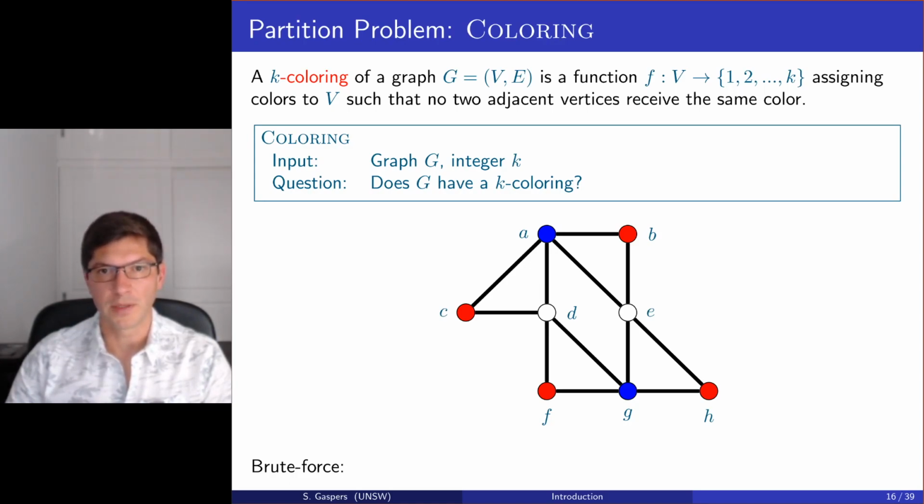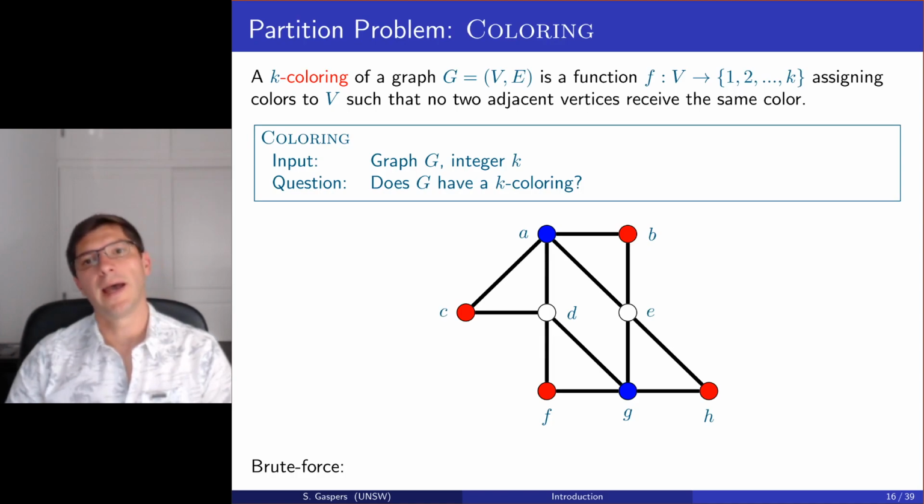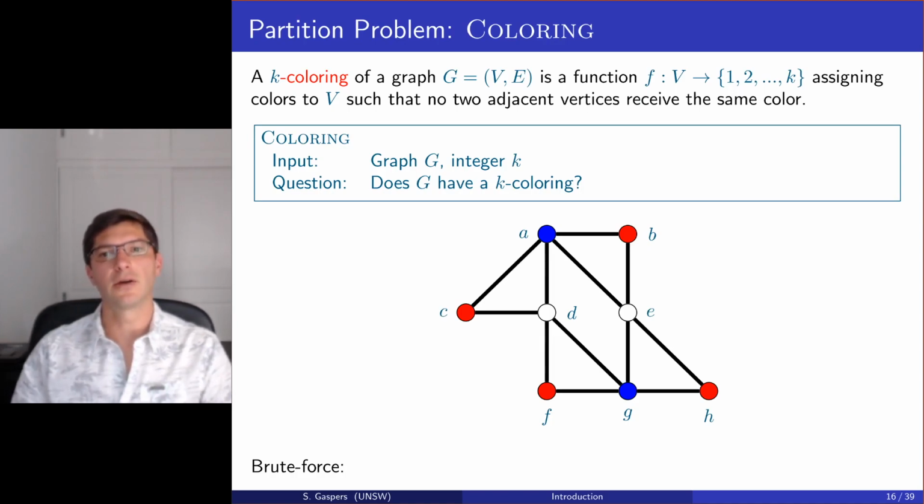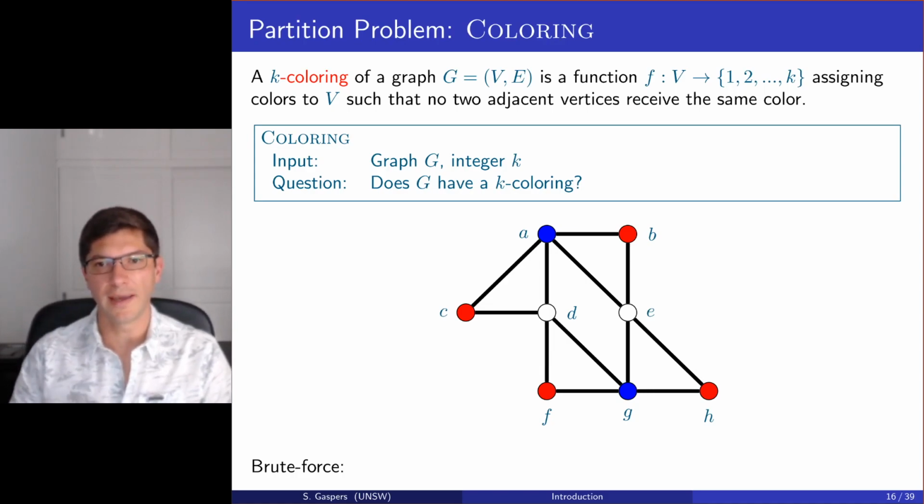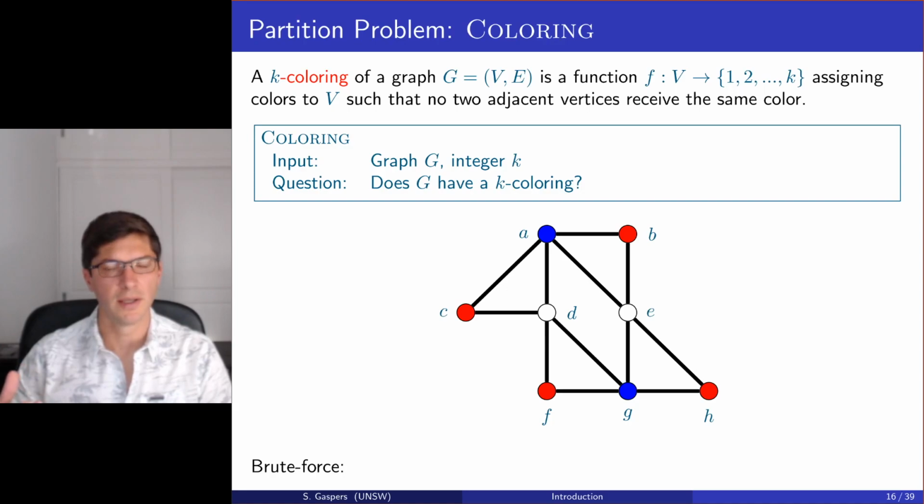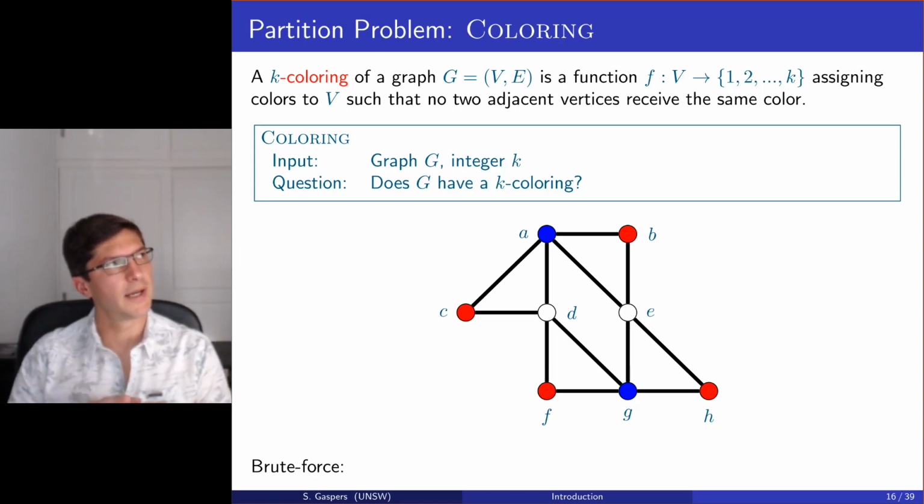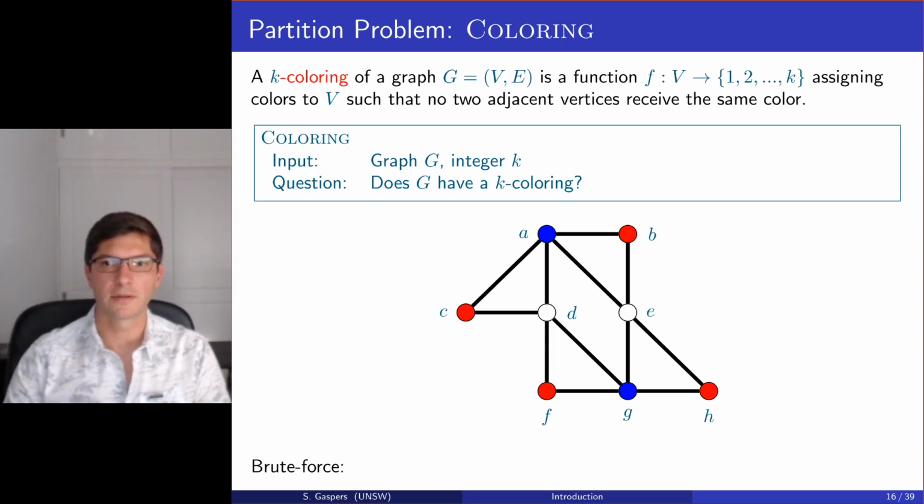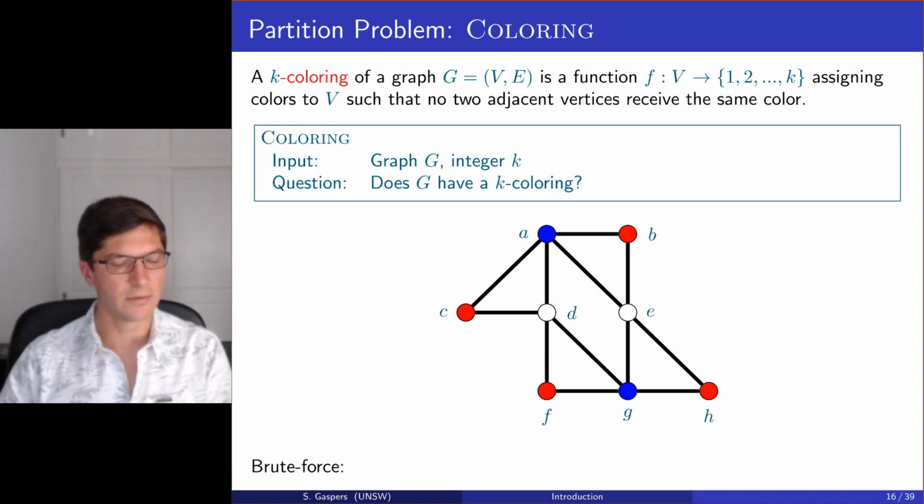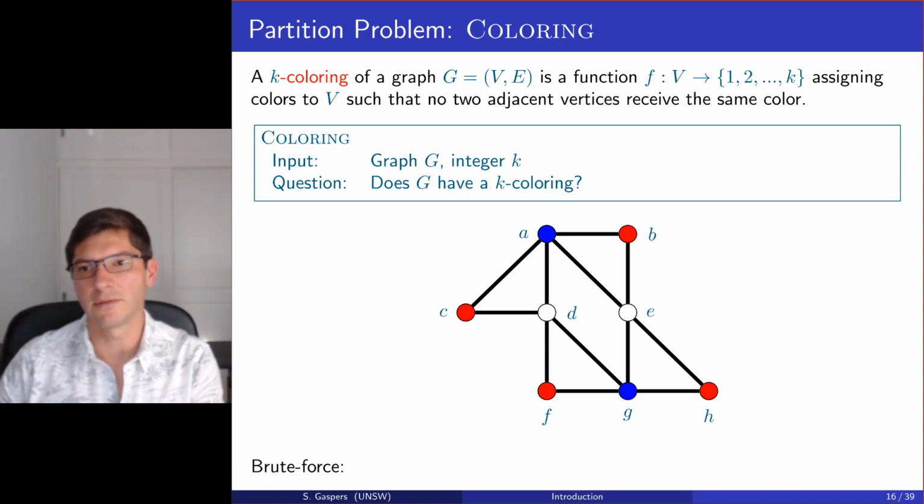In the coloring problem, the input is a graph G and an integer k, and the question is whether G has a k-coloring. So is it possible to use k colors to color all the vertices of the graph, such that no two adjacent vertices have the same color? In particular, every color class needs to be an independent set. So the question is whether we can partition the vertex set of the graph into k independent sets. This gives us a partitioning problem, and how many ways are there to partition the vertex set of a graph?